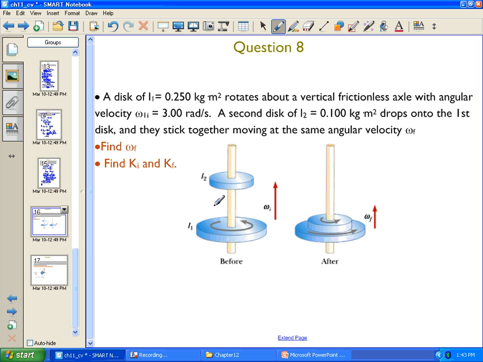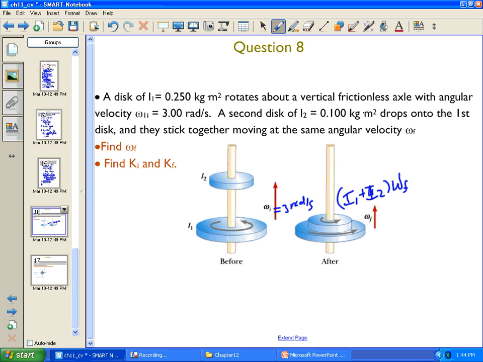Here, question 8 says, a disk of moment of inertia 0.25 kilogram meters squared is rotating with an initial angular speed of 3 radians per second. There is another disk which is stationary, not rotating, sitting at some distance above disk number 1. But very shortly after, the disk will drop down onto disk 1, and both, I1 plus I2, will be rotating with a common omega final.